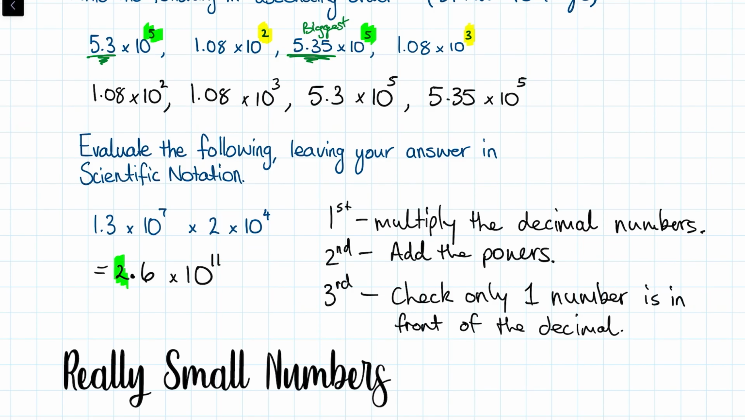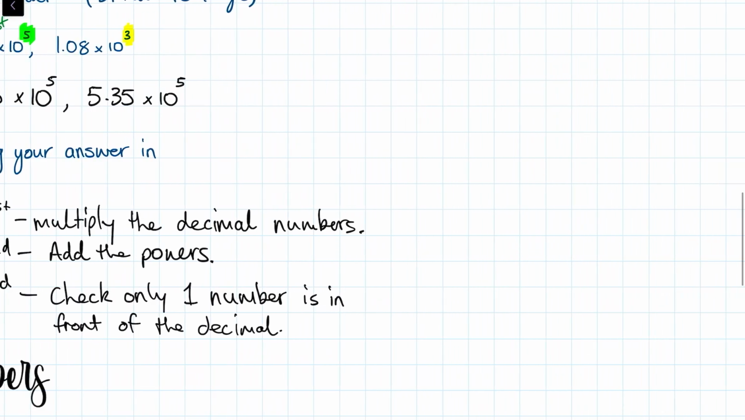If it was not, for example, just off to the side here, after I multiplied, let's say I ended up with a number that was 14.8 times 10 to the power of 5. Let's say I've done my multiplication and this is my answer.